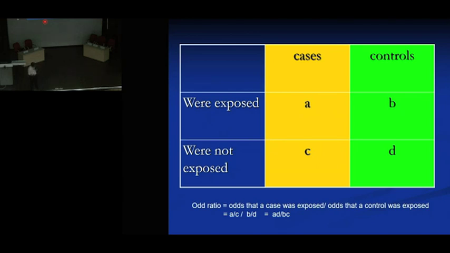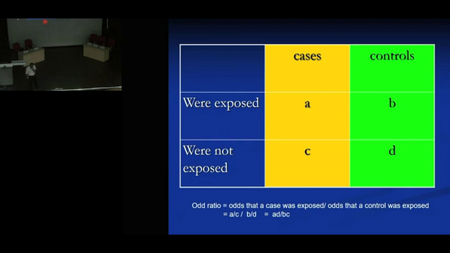You can talk about A upon C, but you can't actually talk about A upon the entire A plus B, because you don't know what the entire population of people who are exposed were. That was never available to you, because you only sampled those who had the outcome. And you also do not know the entire C plus D.